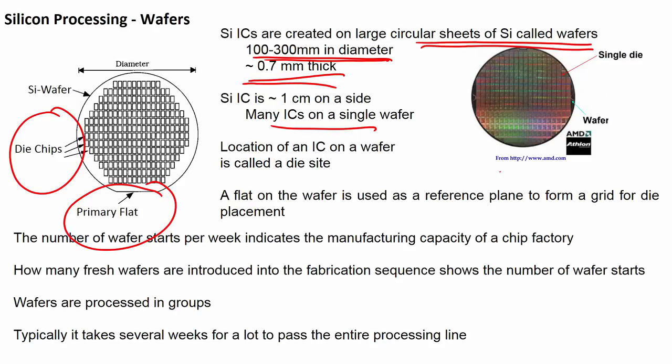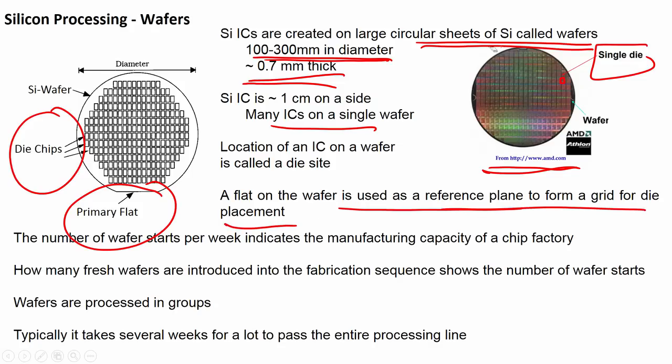I have taken this image from amd.com, and you can see a single die is nothing but a small piece of this chip here, and that consists of a lot of transistors, a lot of devices, alright. A flat on the wafer is used as a reference plane to form the grid for the die. You see the flat on this wafer, suppose this is a primary flat, let us say this is a primary flat.